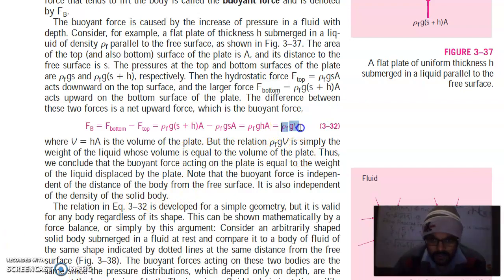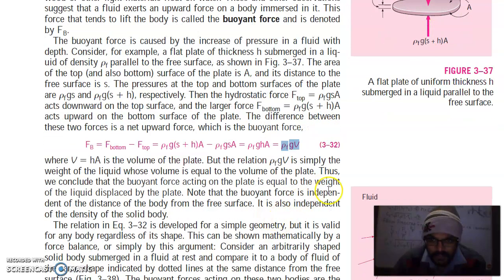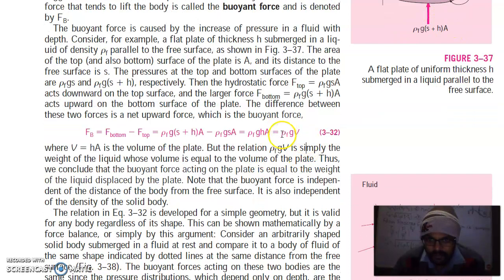So this is the volume of the plate, but the same amount of liquid is displaced. Whatever the volume of the plate, the same amount of liquid is displaced. Thus we conclude that the buoyancy force acting on a plate is equal to the weight of liquid displaced by the plate. Whatever volume is covered by this plate, the same amount of fluid is displaced. So buoyancy force is directly proportional to the density of fluid, gravity and volume, or you can say the volume of the fluid which has been displaced.